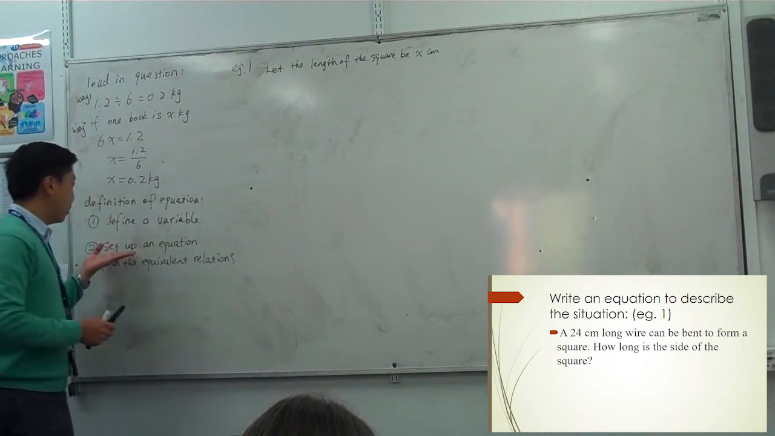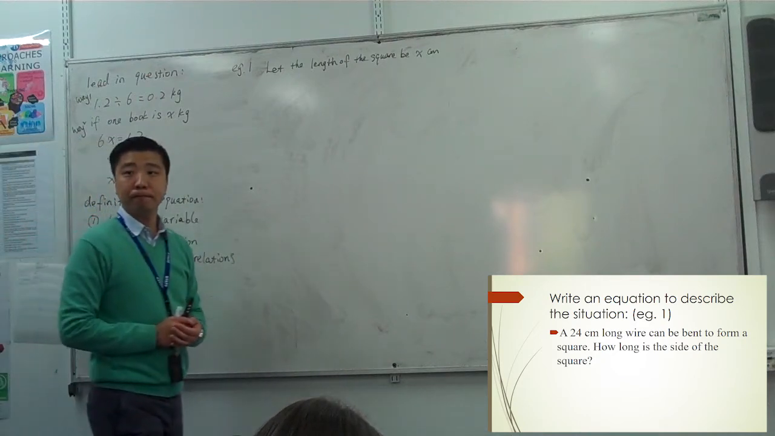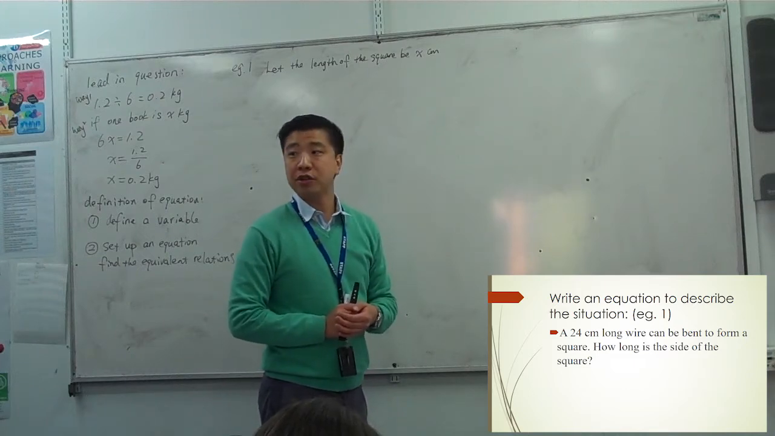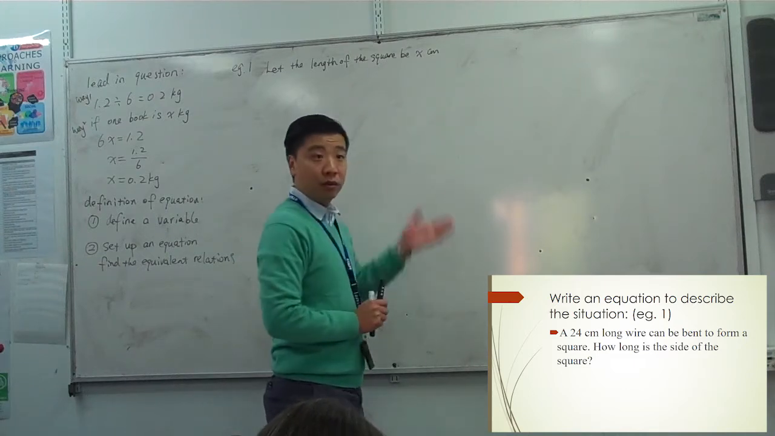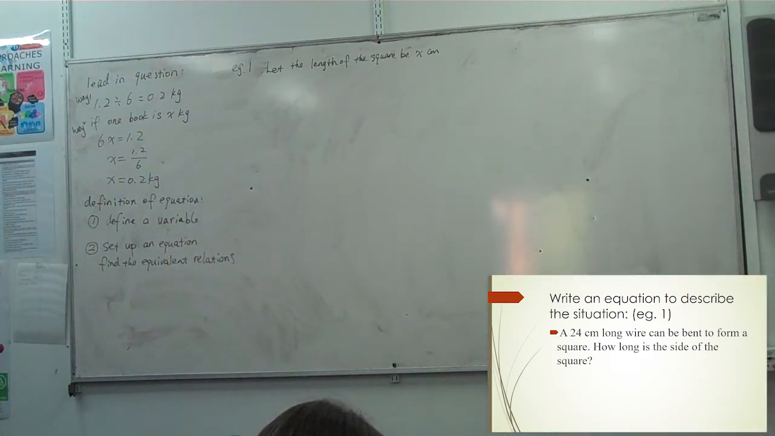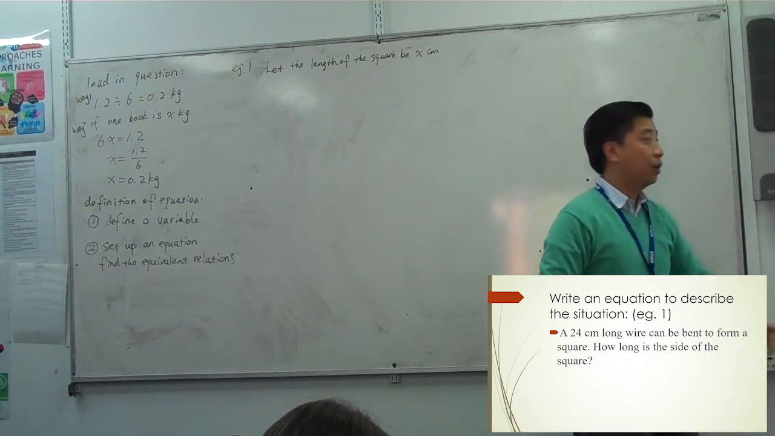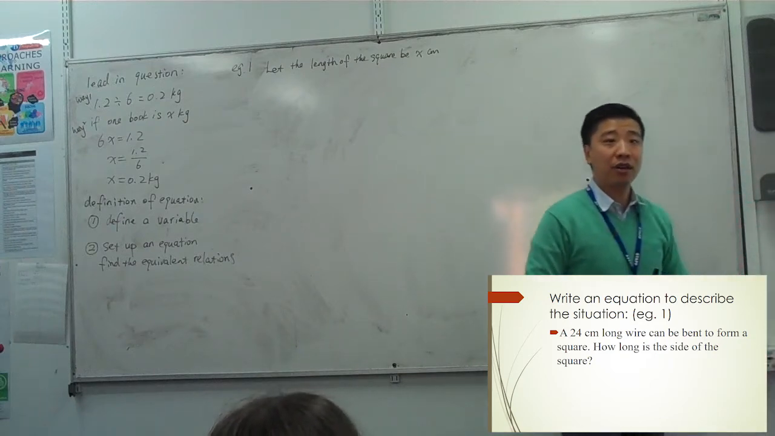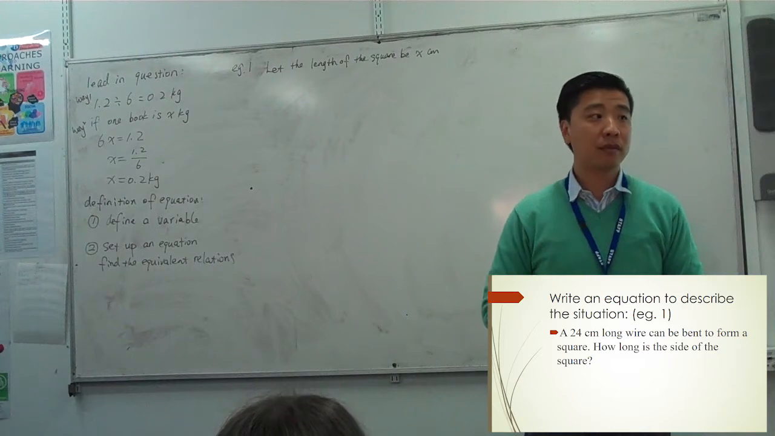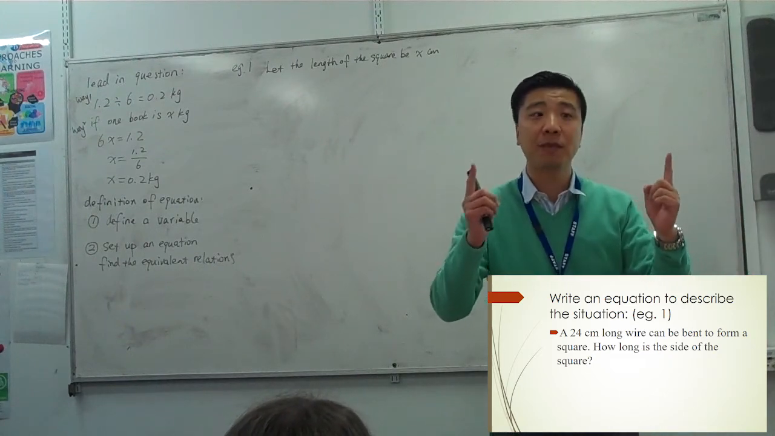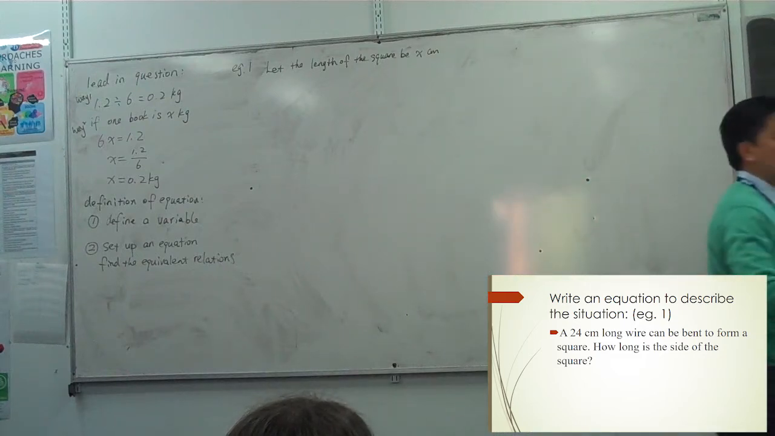And then we set up this equation. We set up the equation. What is the equation? Now, let's have a look at 24. What is 24 centimeters long wire? It tells you the wire is 24 centimeters long, but what's the relationship with that wire and the square?